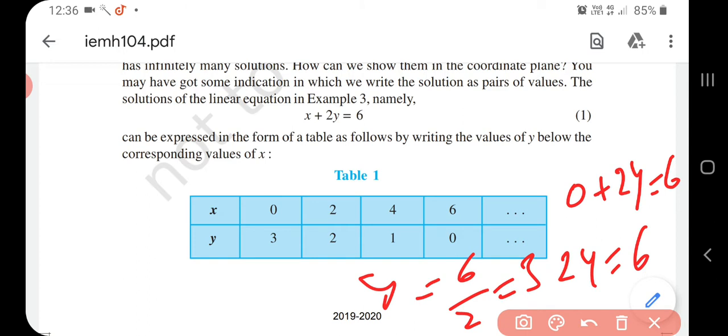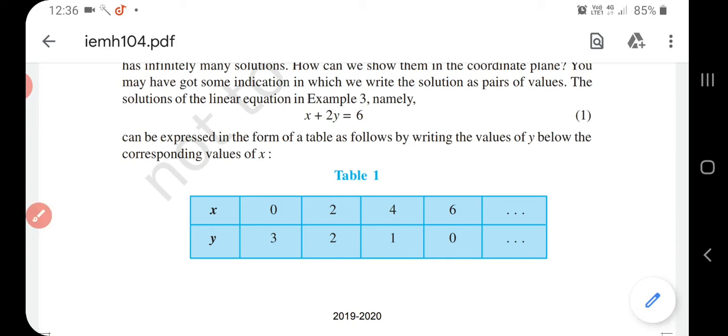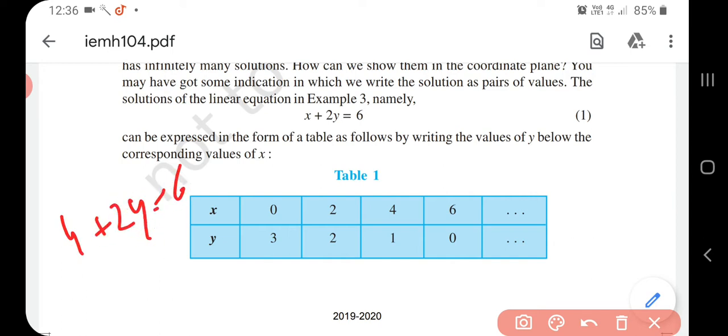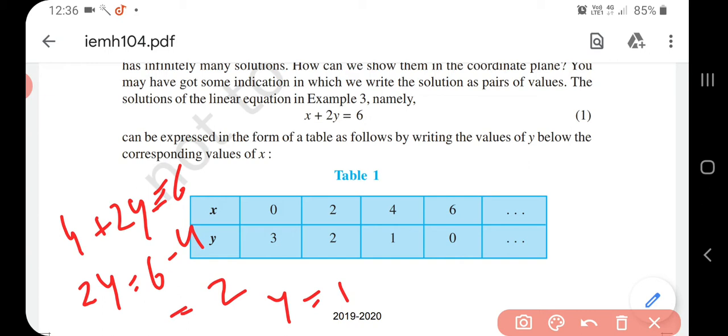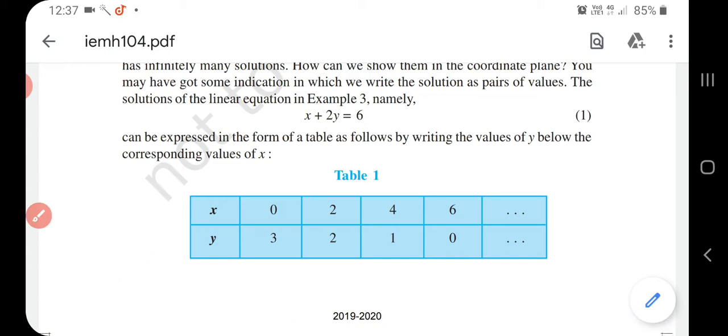So if you put x is equal to 0, then y is equal to 3; x is equal to 2, then y is equal to 2; x is equal to 4, then y is equal to 1. How is it found? See, x is equal to 4. If you put x is equal to 4, then what is the equation? 4 plus 2y is equal to 6. So 2y is equal to 6 minus 4, so 2y is equal to 2, so y is equal to 1. Understand? This type you have to find the values of x and y.